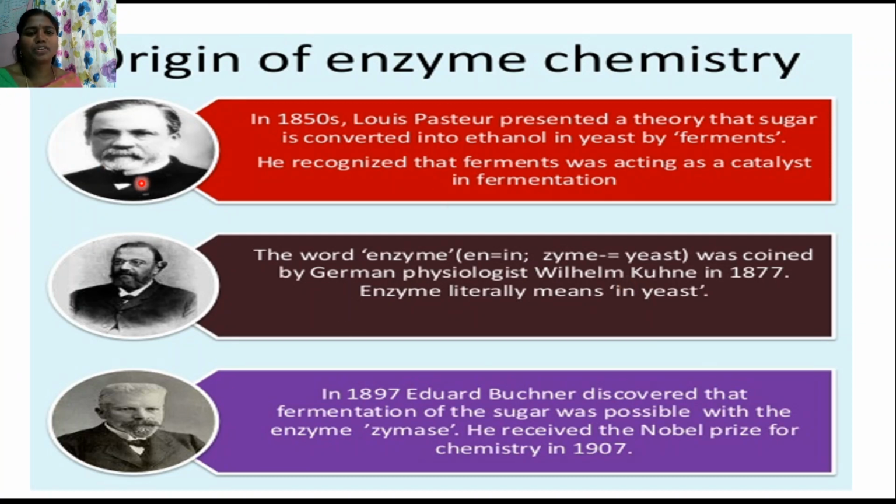We have to remember the contributions of Louis Pasteur, the German physiologist Wilhelm Kuhne and Edward Büchner. In the 1850s, Louis Pasteur presented a theory that sugar is converted into ethanol by yeast, by ferments, and he recognized that ferments were acting as catalysts in fermentation. The word enzyme was coined by the German physiologist Wilhelm Kuhne in 1877, and enzyme literally means in yeast. In 1897, Edward Büchner discovered that fermentation of sugar was possible with the enzyme zymase, and he received the Nobel Prize in chemistry in 1907.